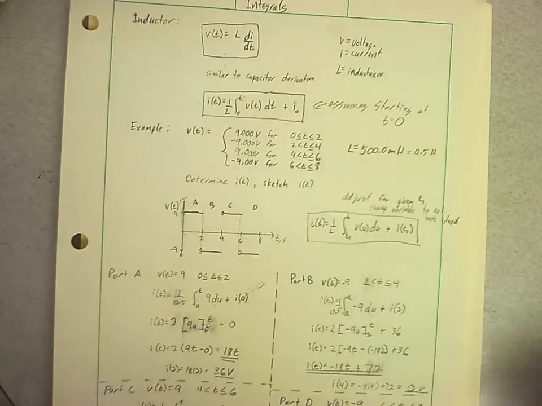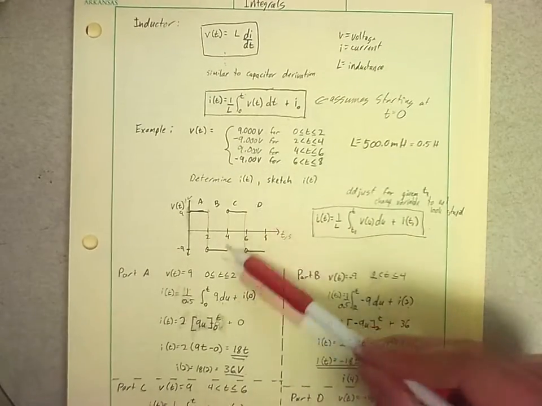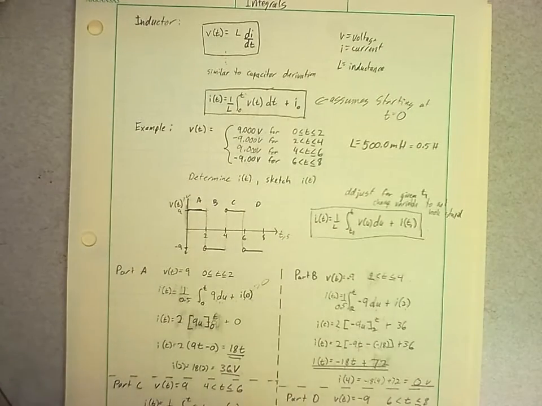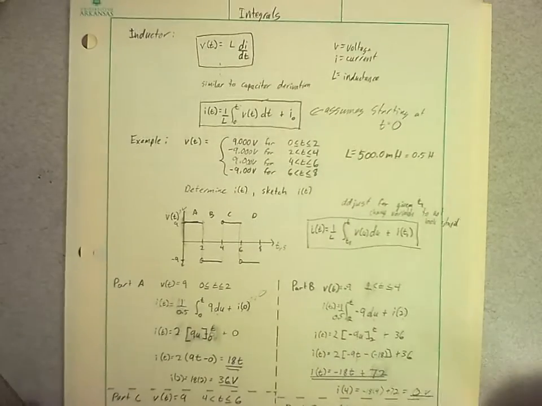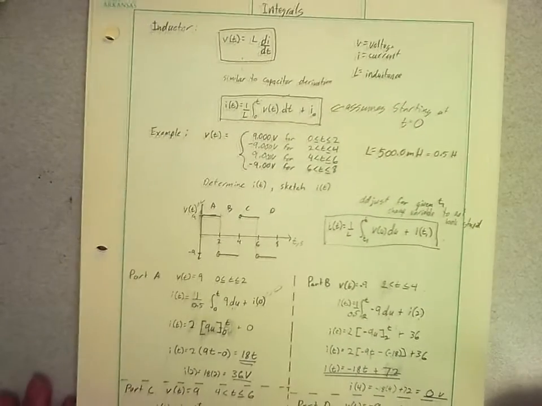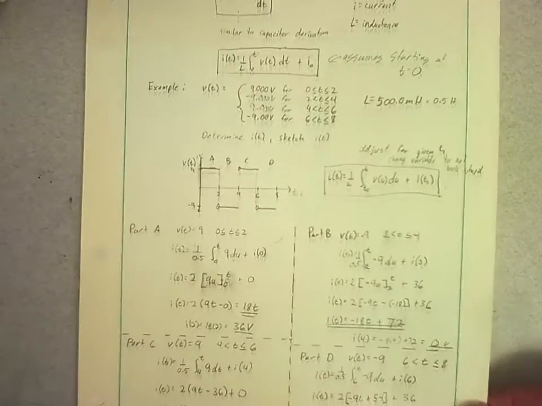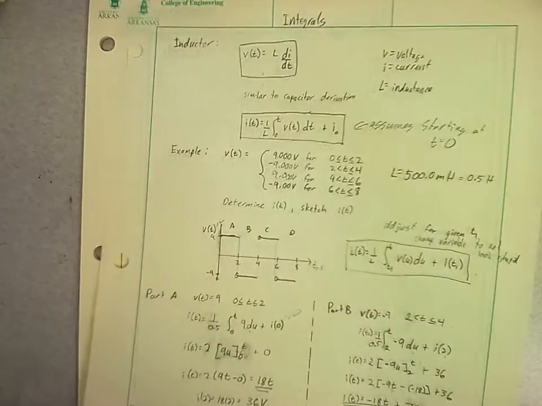Fortunately for us, it was a constant voltage. I mean, it shifted between 2 values, but it was a constant, which made it easy to integrate. You could get a much more complicated function in there, and the integration would still work. It just gets harder as you go.